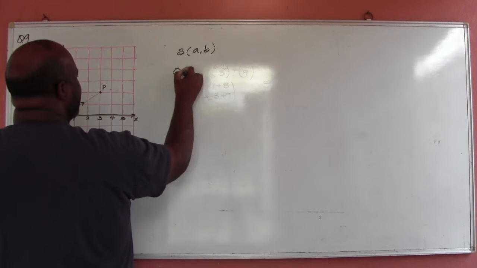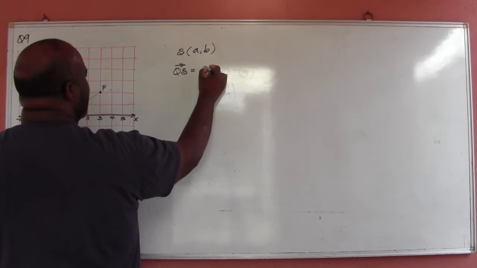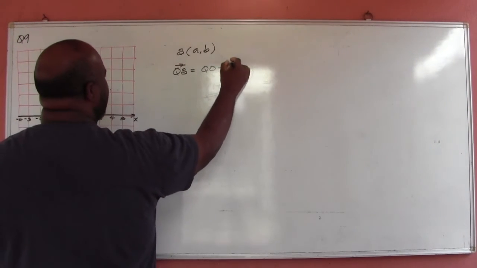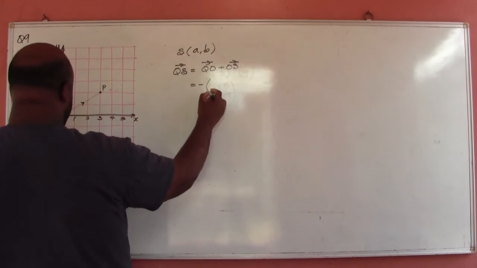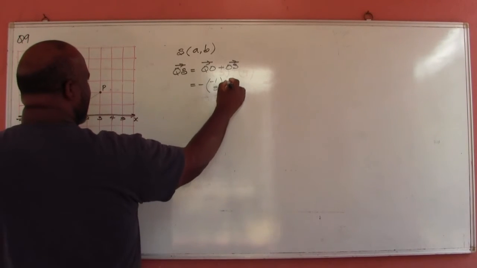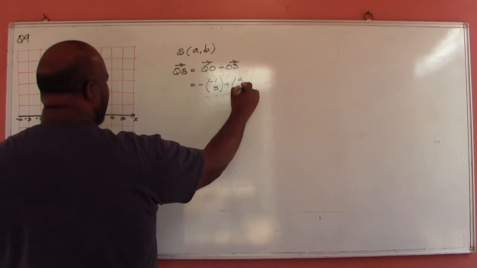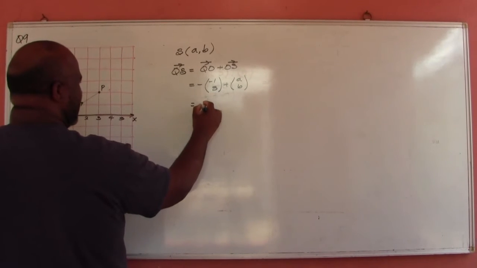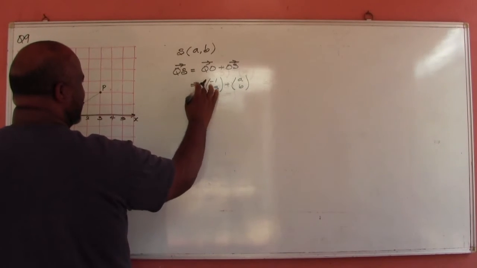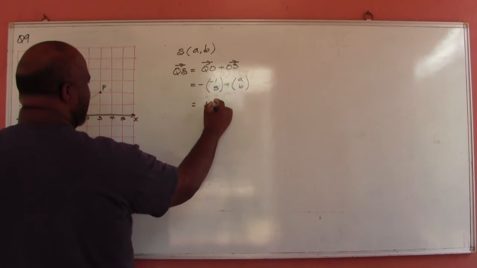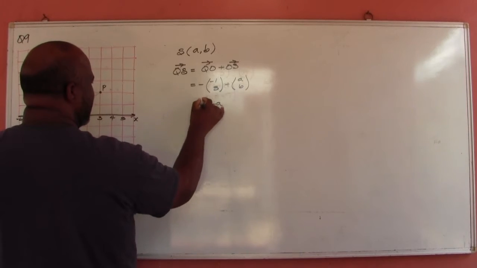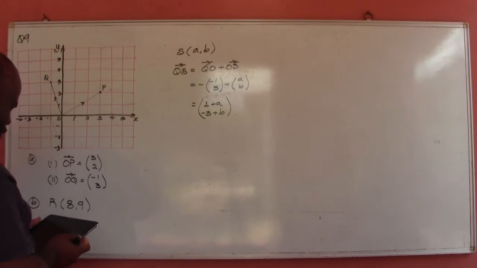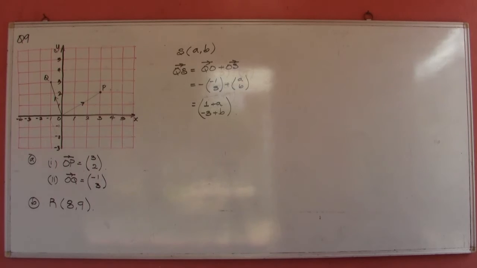Now QS would be equal to QO plus OS. So QO would be (-1, 3) negated, that is (1, -3), and OS would be (a, b). So this is going to be, negative times a negative is a positive, (1 + a, -3 + b). That would be QS as a column vector in terms of a and b.